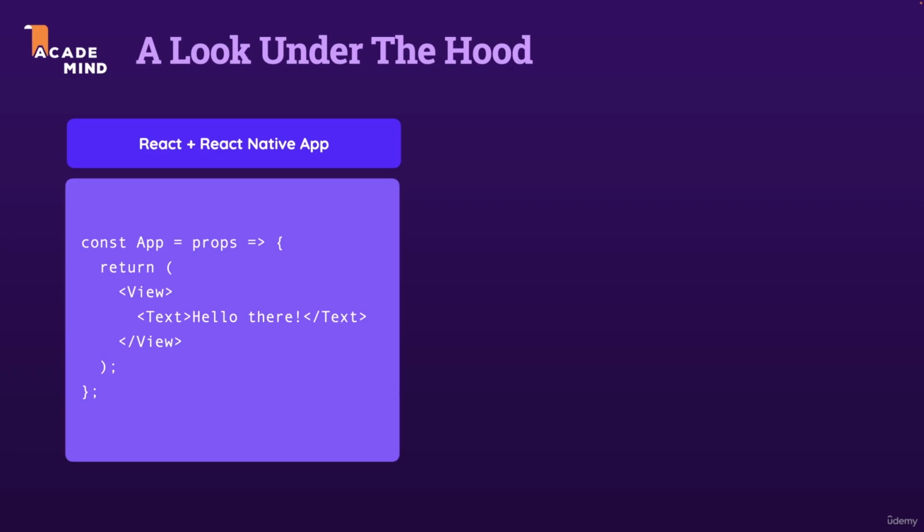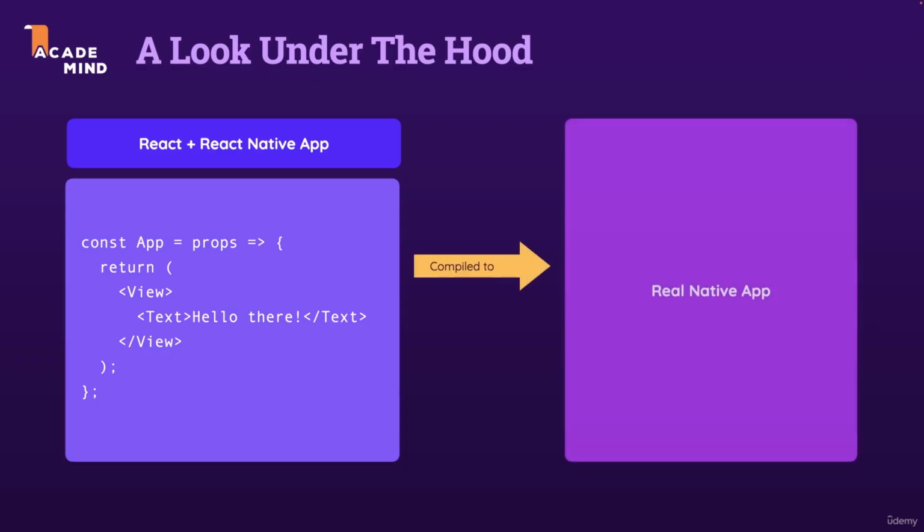We could also use the function keyword instead of defining an arrow function, and we could also use a class-based component. But it's code like this which you will write for React Native, and it's code like this that will be compiled to real native app code, so which will be bundled into a real native app in the end.